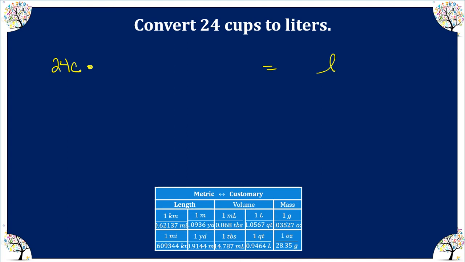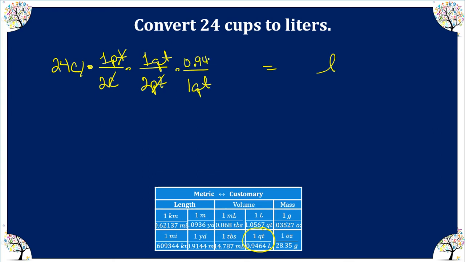So let's go from cups to quarts. So I know that there are 2 cups in 1 pint. Then I know there are 2 pints in 1 quart. So now I'm at quart, and I can use this ratio, but I need the 1 quart in the denominator, so quarts can cancel. And then I have about 0.9464 liters, and that's my goal. I wanted to get to liters, so I went from cups to liters.